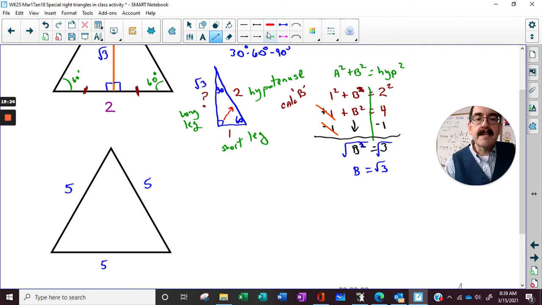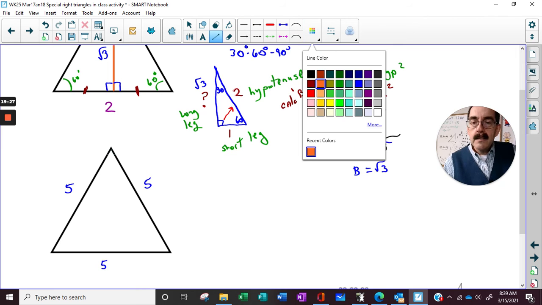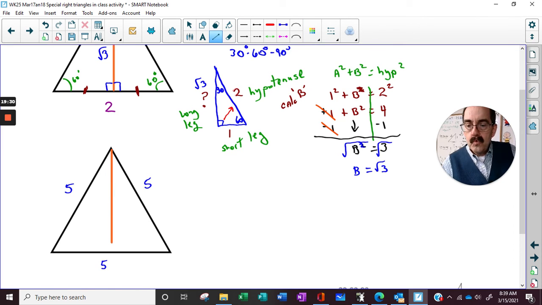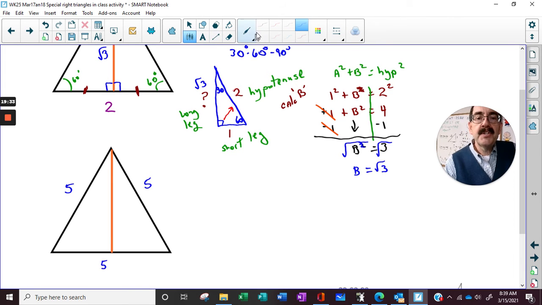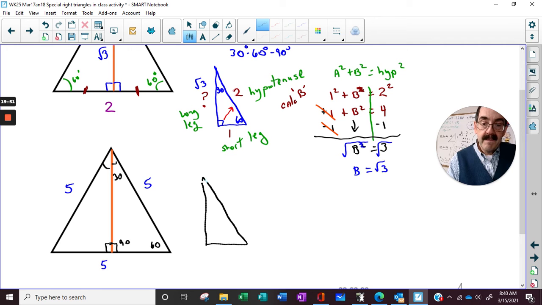Now we want to create an altitude. Boom. An altitude bisects the angle and creates 90 degrees. In other words, we have created a 30, 60, 90. Everybody redraw it. And we know this is 5. Whenever we draw an altitude and it bisects the angles, it's going to bisect the other side. So this is going to be 2.5. This is going to be 2.5.